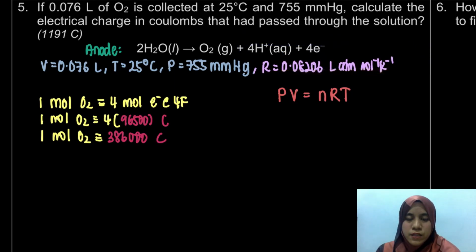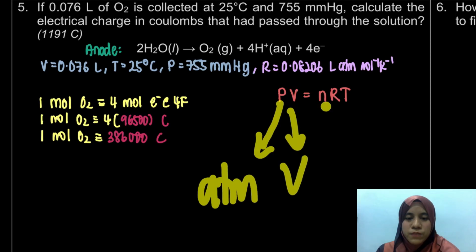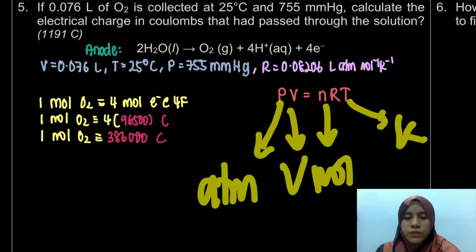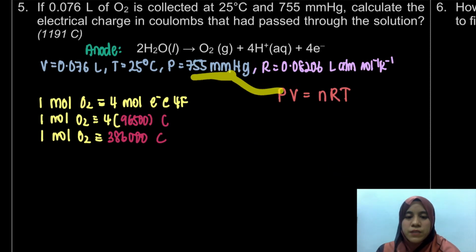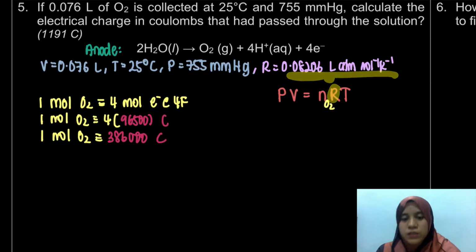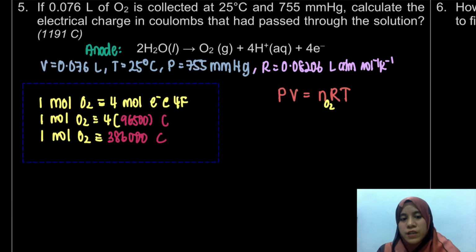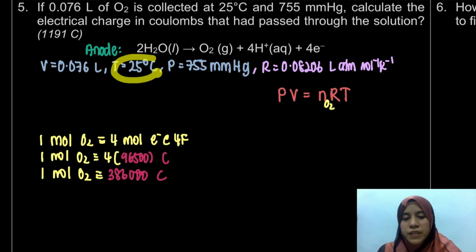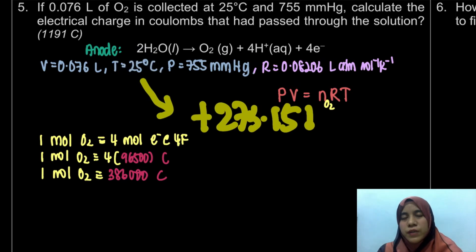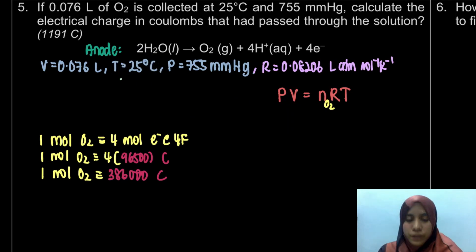Okay, since this is the value of R, the P must be in atm, the volume must be in liter, and the temperature must be in Kelvin. So here it is millimeter mercury, you have to change it. The number of mole is the one that we're going to find out. R is given, T must be in Kelvin. So what I'm going to do now is change the variables to the units that I want. To change temperature to Kelvin, we add 273.15.